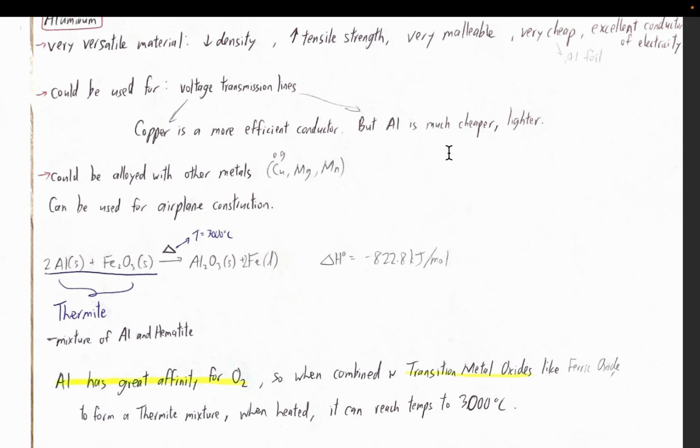Aluminum is much cheaper and lighter. So there's this argument before. Actually, gold is a better conductor of electricity compared to copper. But of course, because copper is a lot cheaper compared to gold, copper is used.